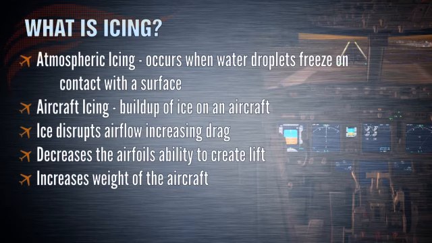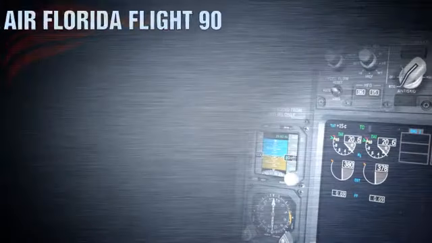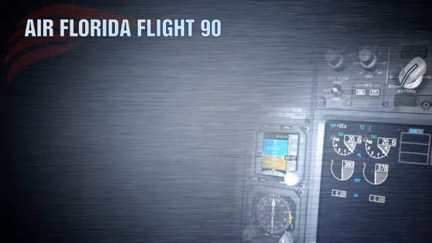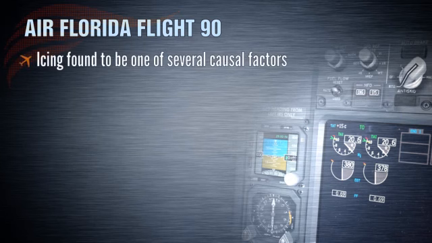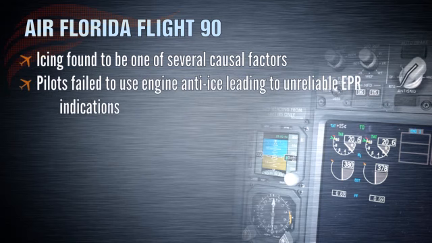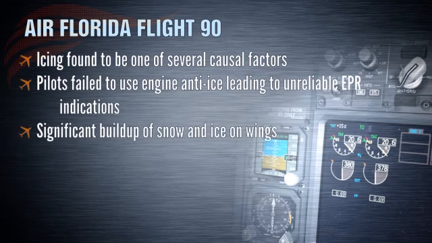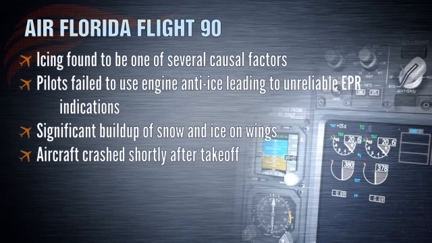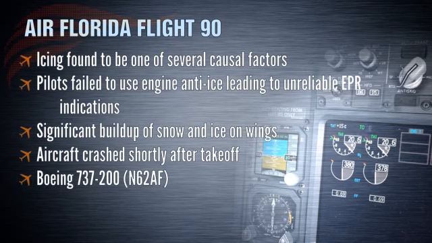A great many aircraft accidents have occurred due to icing. The NTSB investigation into the 1982 Air Florida Flight 90 disaster found aircraft icing to be one of several causal factors. The pilot's failure to use engine anti-ice, coupled with a significant build-up of snow and ice on the wings, led to the loss of the aircraft and all but 5 on board. And that aircraft was a 737-200.